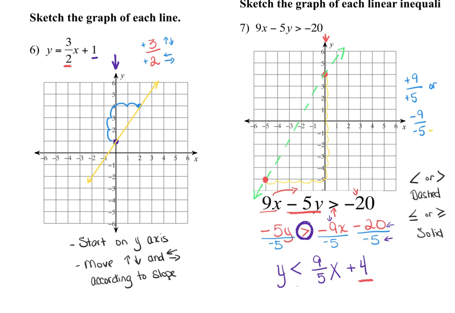All right? Then we decide how to shade. All right? If it is less than or equal to, we shade below. And if it is greater than or equal to, we shade above. All right? So for this one, it is less than. So I'm going to shade below the line. So I can look at my y-intercept and I can say, well, there's a positive 4. Below the line would be positive 3, positive 2, positive 1. All of this area below the line is what I am shading. And that is my answer to the inequality.